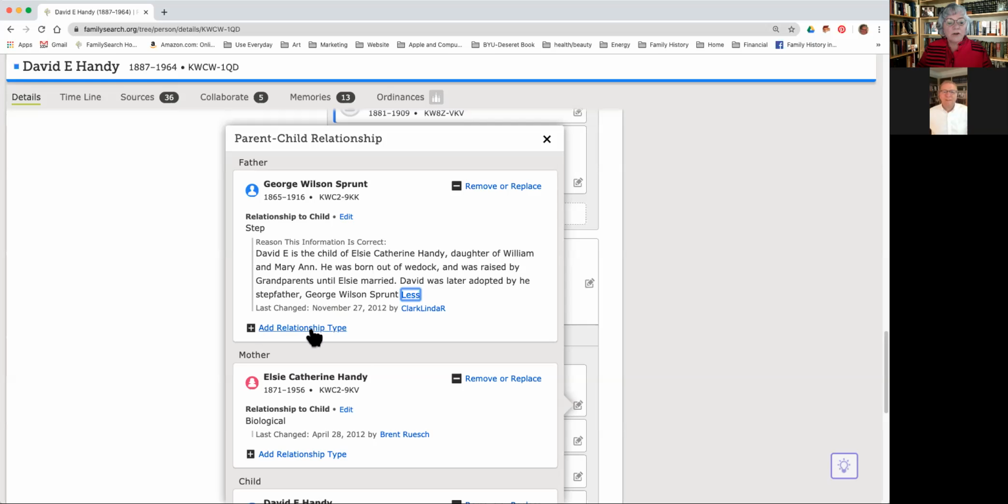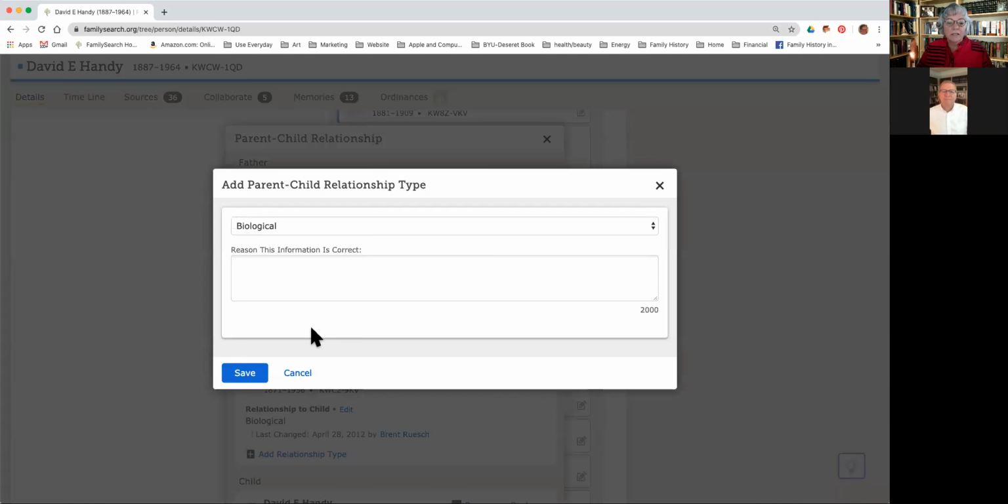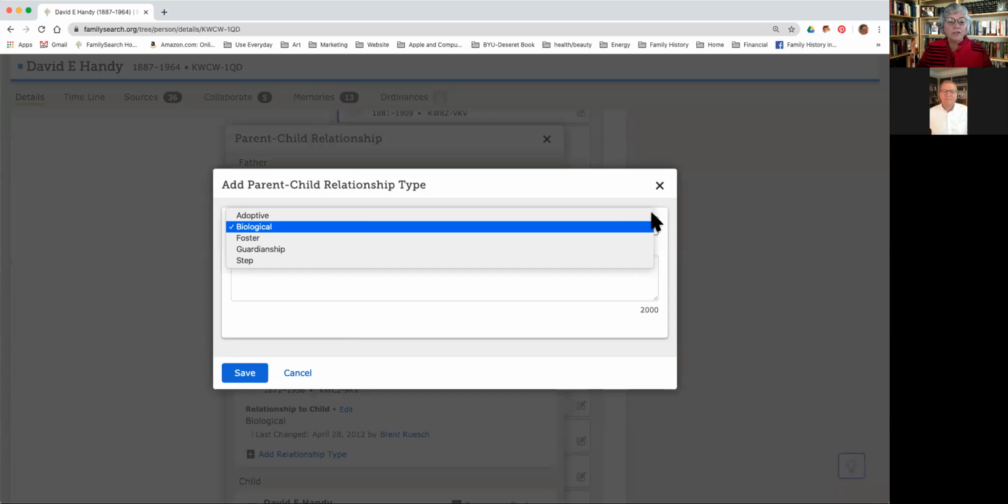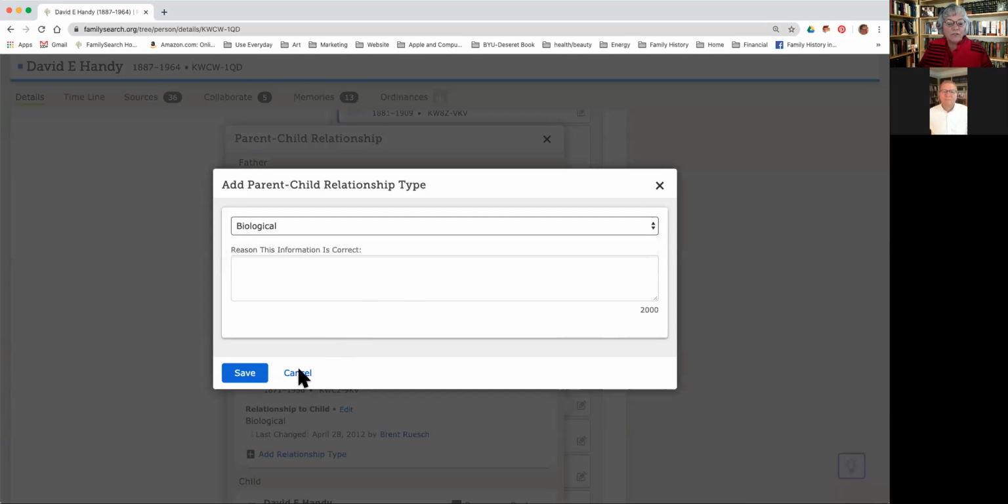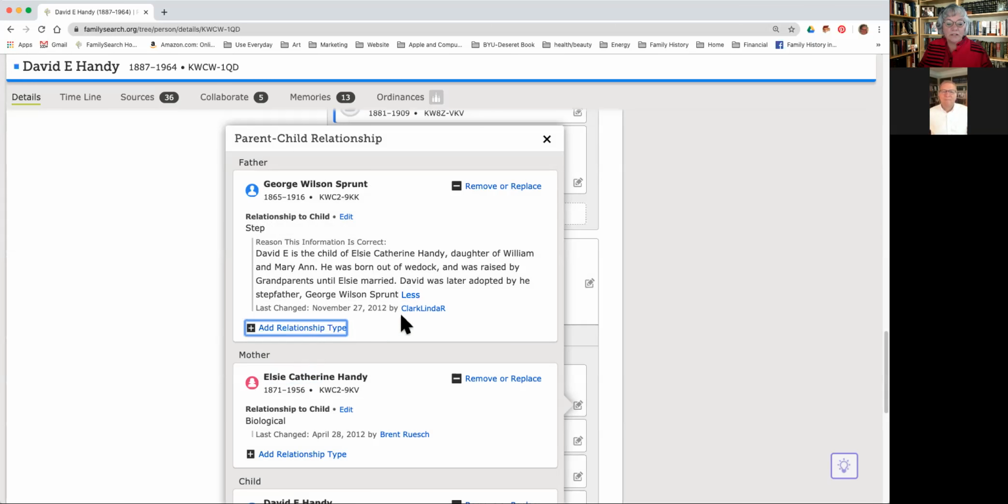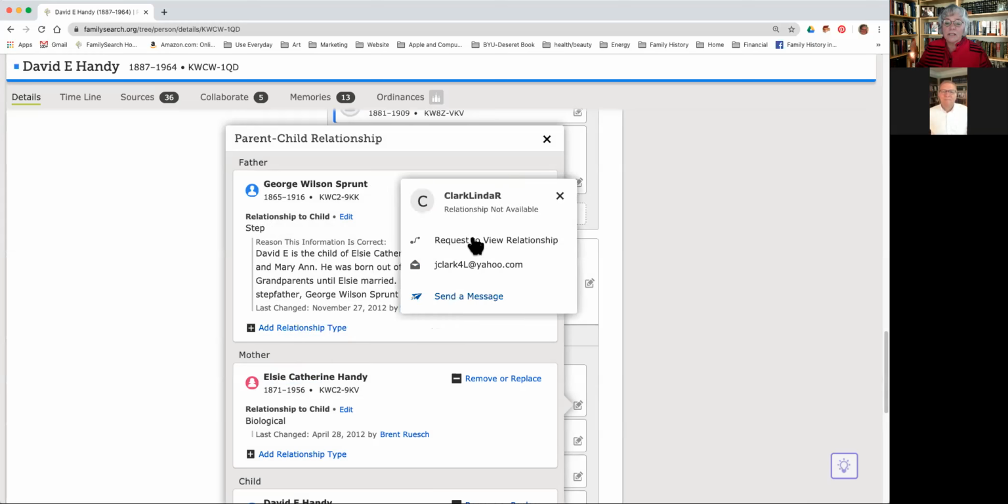Notice there's still an opportunity to add a relationship. So if I click this, here I'm back to the original pop-up window I had, and I could click adoptive and put that relationship in there and then add my reason. I don't actually have personal knowledge that he was adopted, and the individual who put this information is listed right here, Linda Clark R. And I could email her, I could click on her name, I could send her a message through the system and get more information.